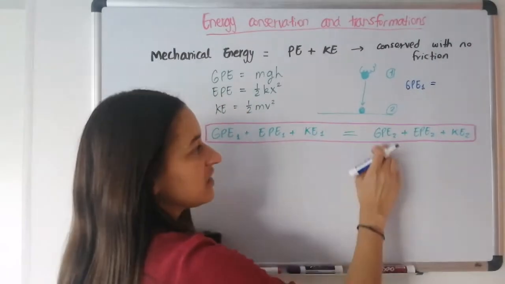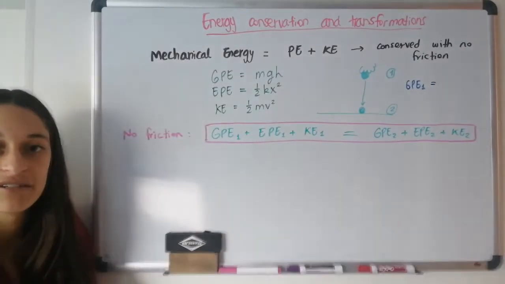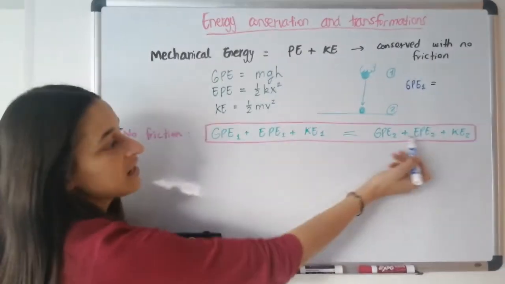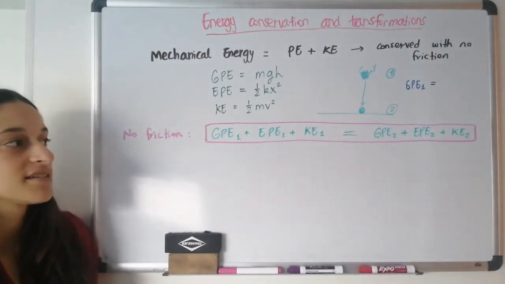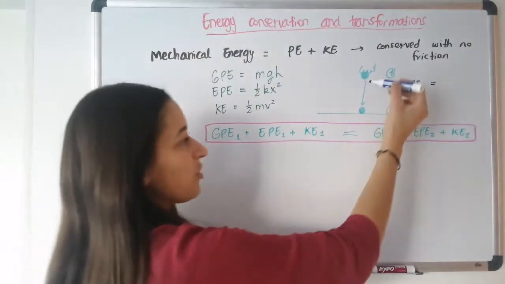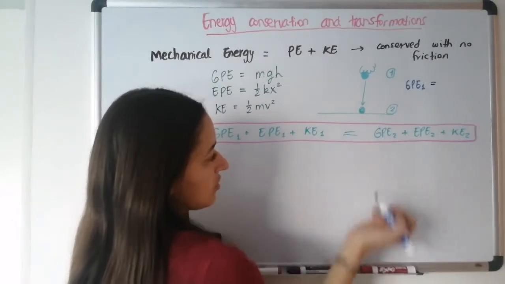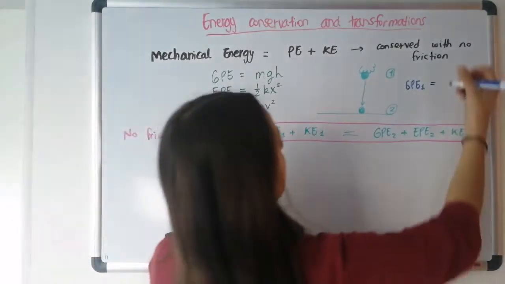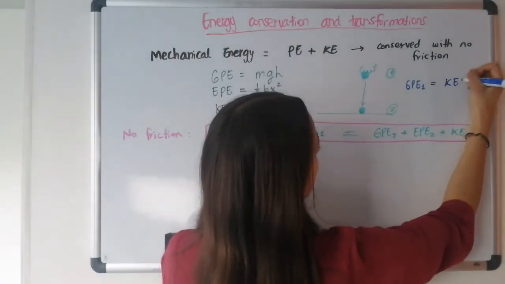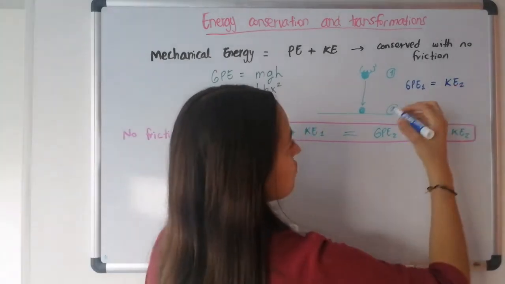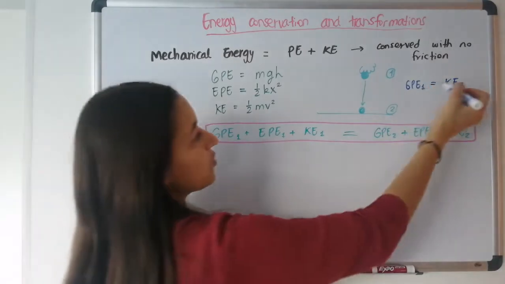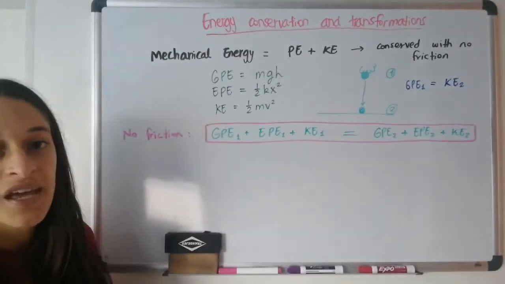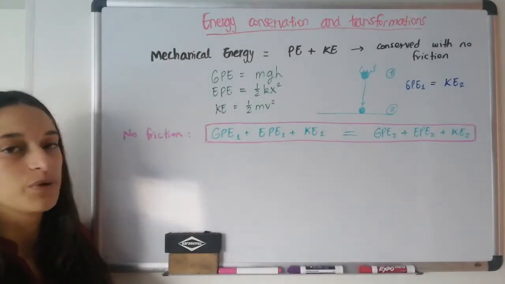Is there any GPE? Well, now the ball is on the ground, so there's no GPE anymore. Is there EPE? Again, there is no spring, so there can't be any elastic potential energy. But the ball is moving right before it hits the ground, so we do have some kinetic energy at the end. And that's the only term that survives. So basically, the equation that we need to solve for this example is GPE1 equals KE2. And that is going to give us the values that we want.